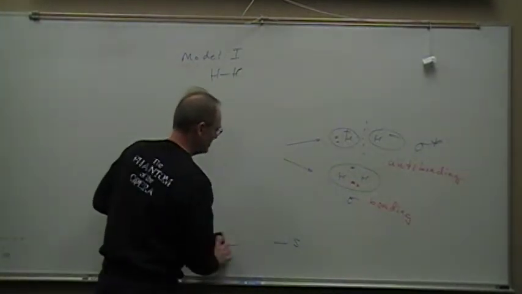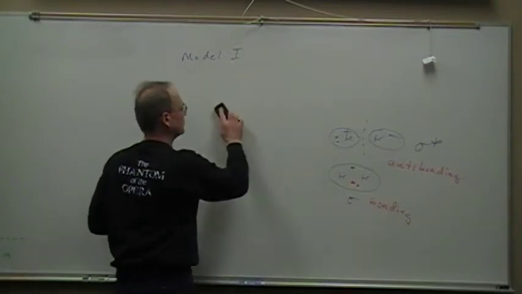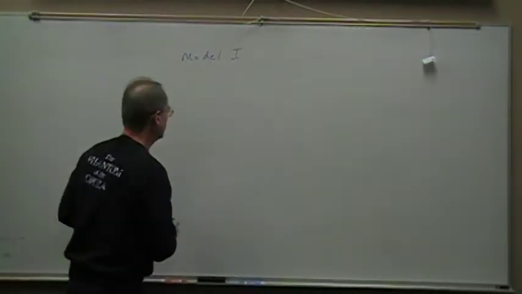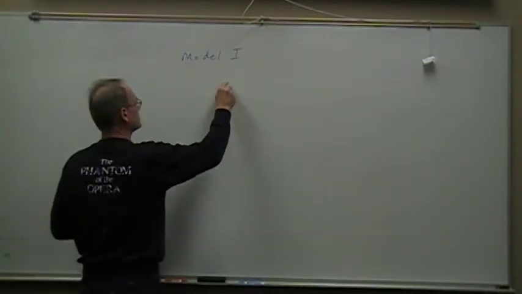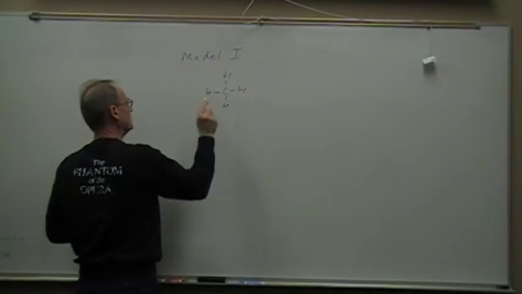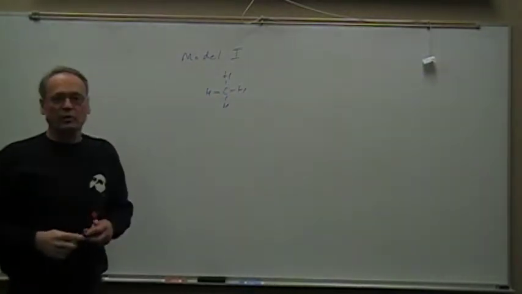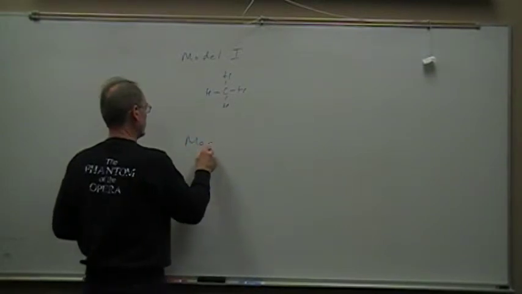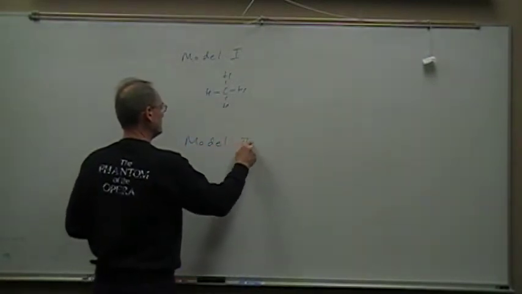Let's look at a methane molecule. Obviously, the Lewis dot structure is very simple. So that's model number 1. That's really all there is to that. What about model number 2, overlapping atomic orbitals?